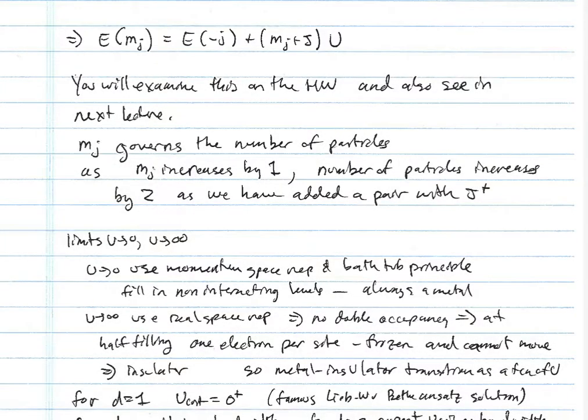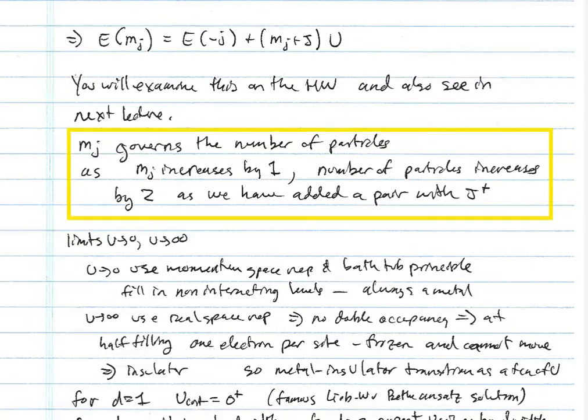Now, when I'm talking about pseudospin, m_j governs the number of particles, because it was 1/2 the total number of electrons minus the total number of lattice sites. So as m_j increases by 1, the number of particles increases by 2, and that's why we have a separation into integer values of j and half-odd integer values of j. So there's two different cases. If I have an even number of particles, I'm running through integer values of j, and if I have an odd number of particles, I'm running over half-odd integer values of j. In each case, J plus is going to add a pair of electrons.